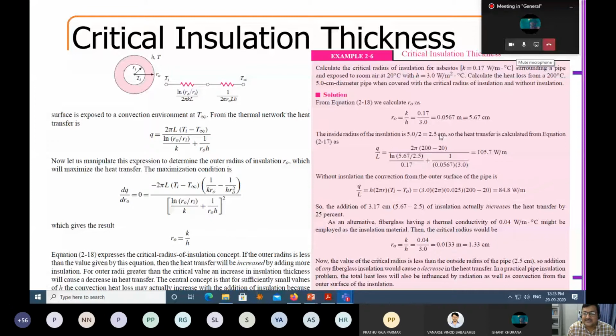If I was just considering this R0, 2 pi R, to be my diameter of the pipe, you can see that this was the loss that was happening through the surface. But if I add more insulation, what will happen? My rate of heat transfer will increase by this. So as an alternative, you put something like fiberglass, which has even lower thermal conductivity, in order to reduce the critical insulation thickness to 1.33 centimeter.